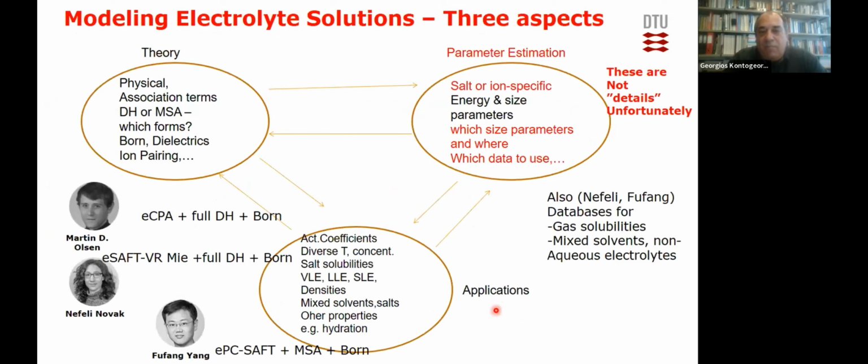So several of the members of our team, Martin, Nefeli, and Fufang, whom you see here, are working on different versions of electrolyte equations of state. They use different physical terms. They use either the Debye-Hückel or the MSA equations for the ion-ion interaction and the Born term. But the theory is only part of the game, I would say. It's extremely important when we develop models for electrolyte solutions to recognize that the parameter estimation and the actual applications are at least as important. And this will become extremely clear from the results that I'm going to show.